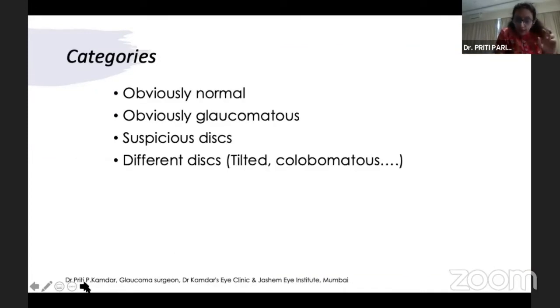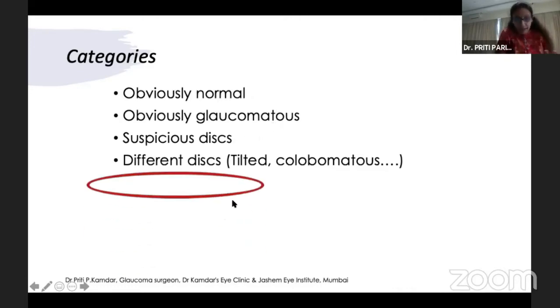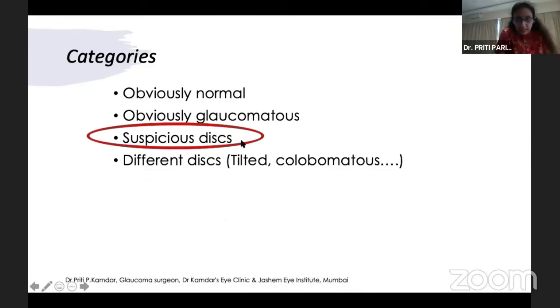Now a parting tip is, you mentally categorize discs into obviously normal, obviously glaucomatous, suspicious discs and different discs, and in suspicious discs fields and OCT might help you decide.